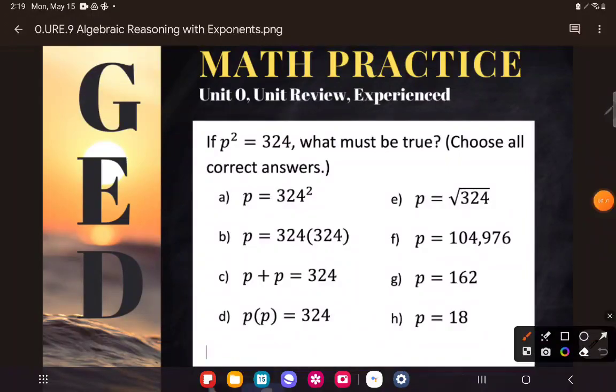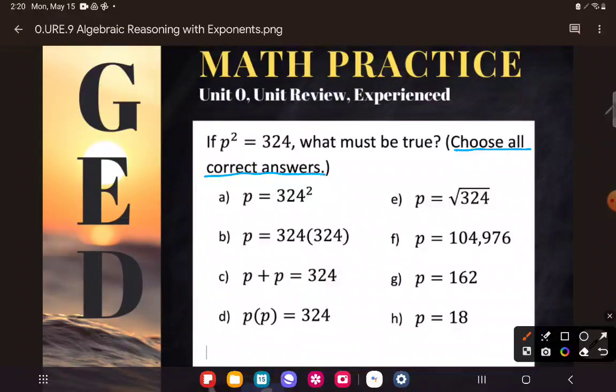Hey, GED students, don't get intimidated by tricky examples, okay? Let's use what we know to reason this out. We can do it. So, first of all, let's just start with the question. If p squared is equal to 324, what must be true? And they ask us to choose all the correct answers.